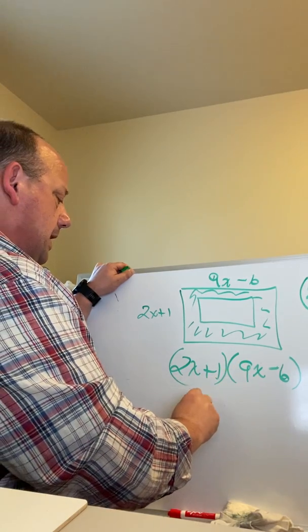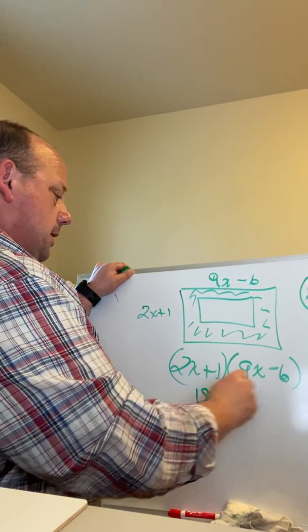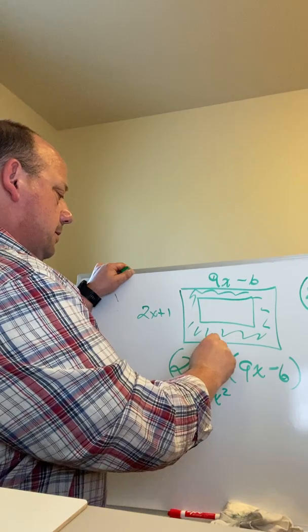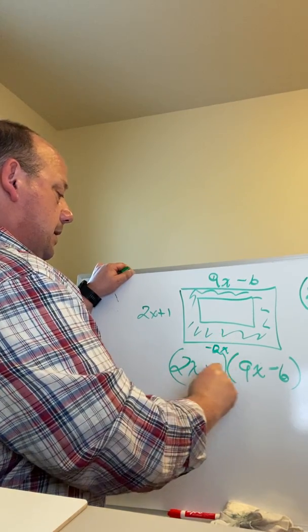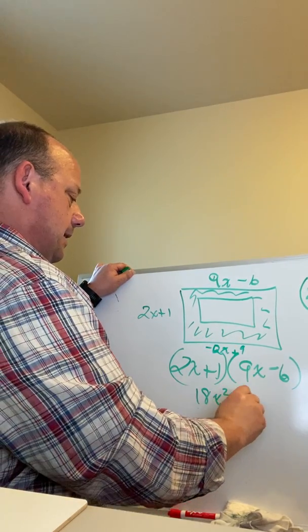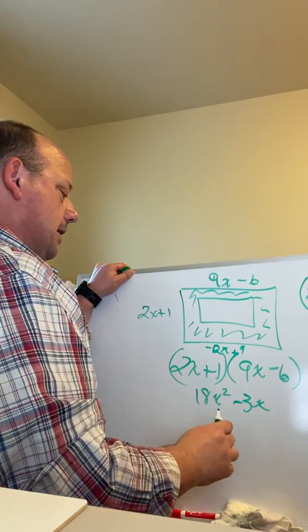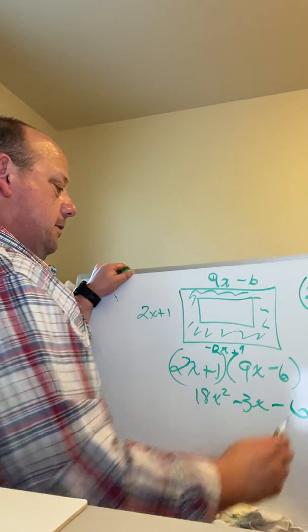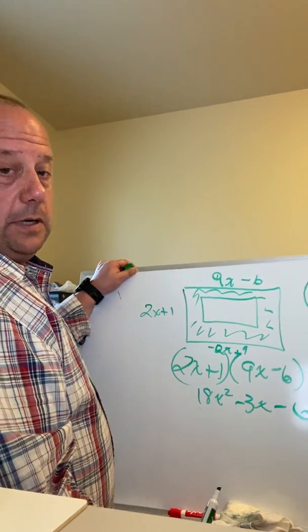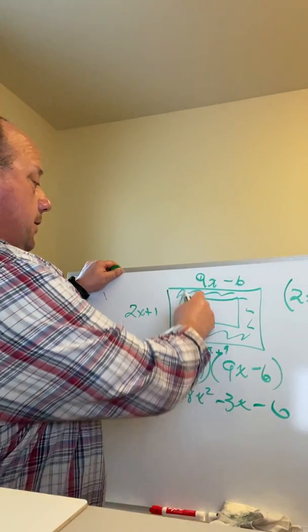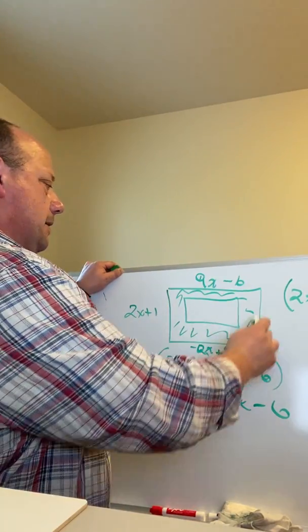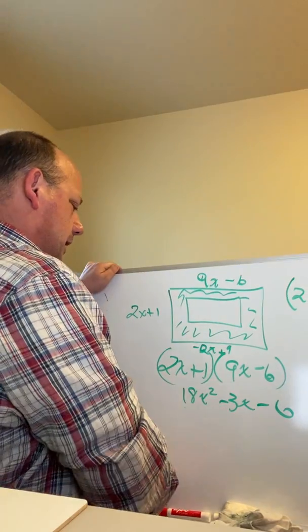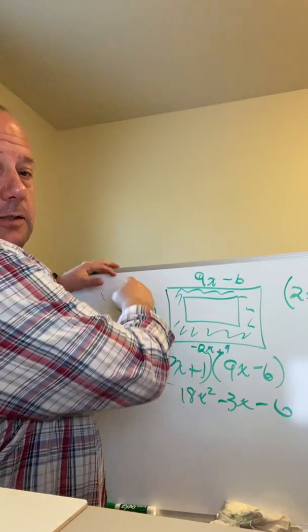9 times 2 is 18x squared. That's a negative 6x, or negative 12x. And a positive 9x, that's a negative 3x for the inside-outside. And last is negative 6. So the area of the big rectangle is 18x squared minus 3x minus 6.